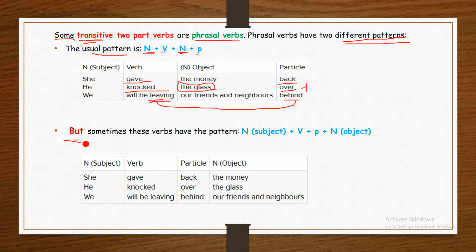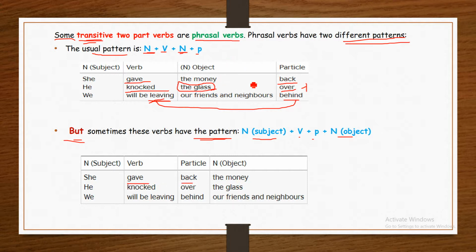But sometimes these phrasal verbs have this pattern: subject plus verb plus particle plus object. For example, she gave back the money.